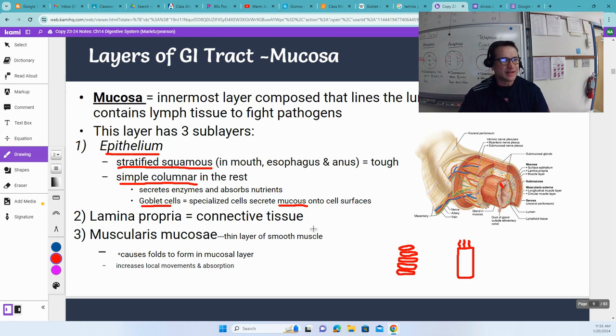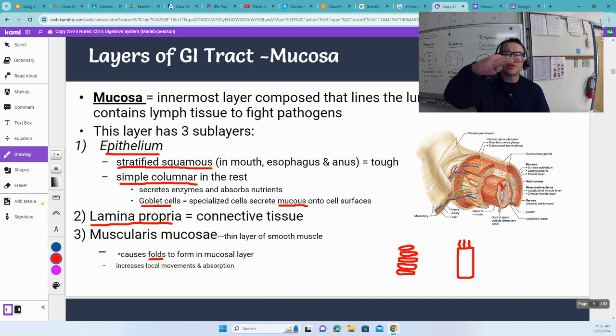All right, so the next layer of the mucosa layer is right here. It's loose connective tissue. It's called the lamina propria. Connective tissue between the epithelial cells, and then the outermost layer of the mucosa called the muscularis mucosae, which is a thin layer of smooth muscle. And its main job is it creates folds in this epithelial layer that lines the lumen.